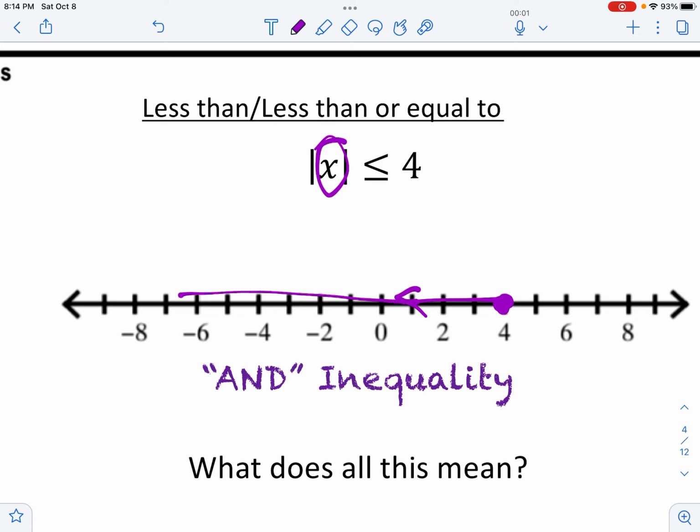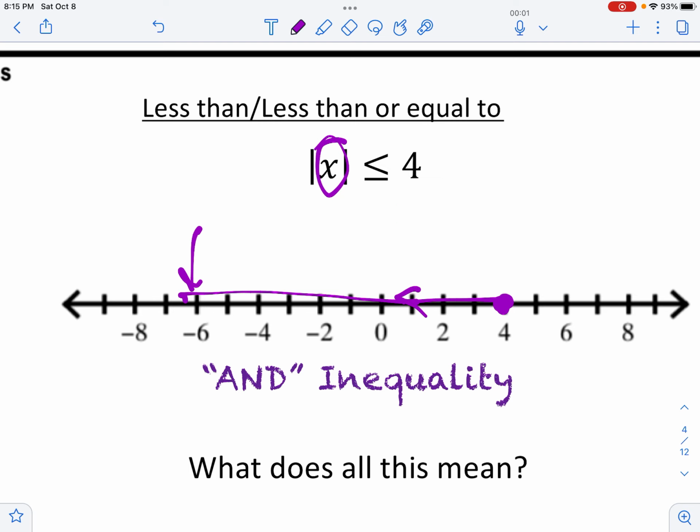Okay, but also, can I keep going? Because if I keep going all the way to here and I get to -6 there, and I take the absolute value of that, now that's 6. That's bigger than 4. So that wouldn't work up here if I had 6 is less than or equal to 4. That's a false statement. So I have to stop somewhere. And where do I stop?